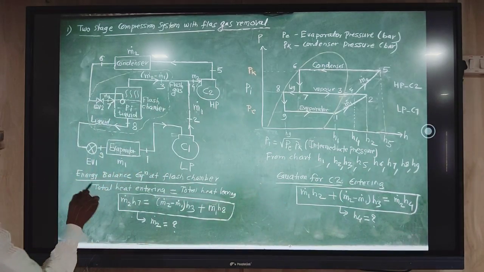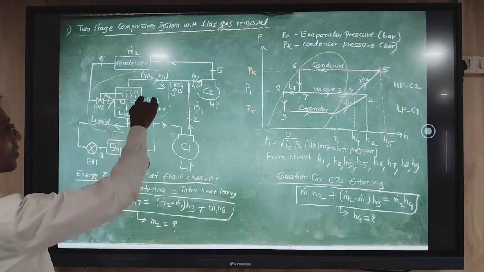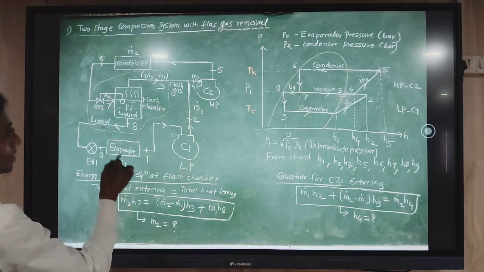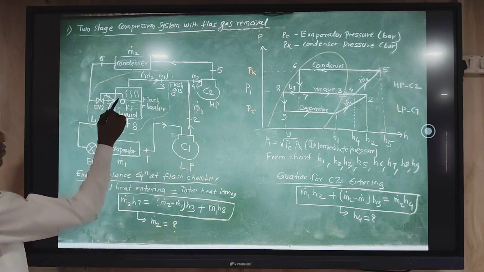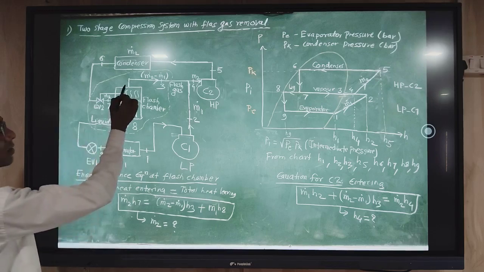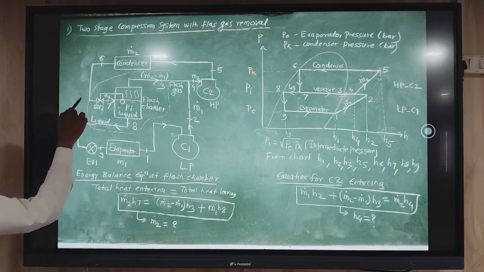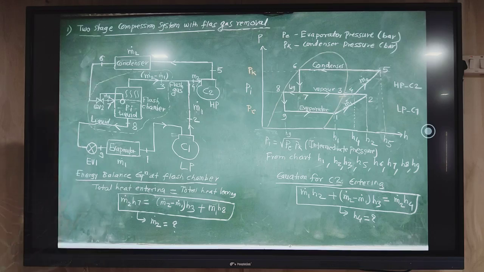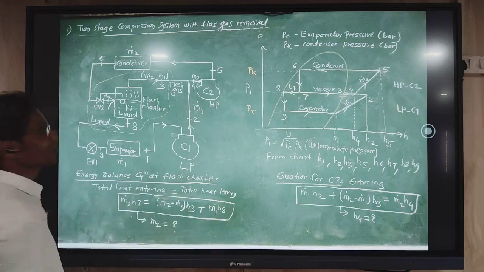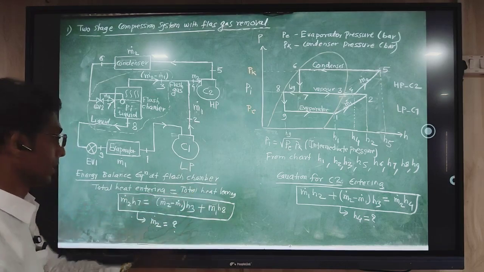So to find M2 dot, here we use the energy balance equation at the flash chamber. If you see, this flash chamber will have three lines. This line which is coming out from the flash chamber is the liquid line. This line which is coming out is the vapor line which is going to the compressor. And this is the line which is entering the flash chamber, that is a liquid line. Means to this flash chamber there is one line in and two lines out. So we can write the equation: total heat entering is equal to total heat leaving.